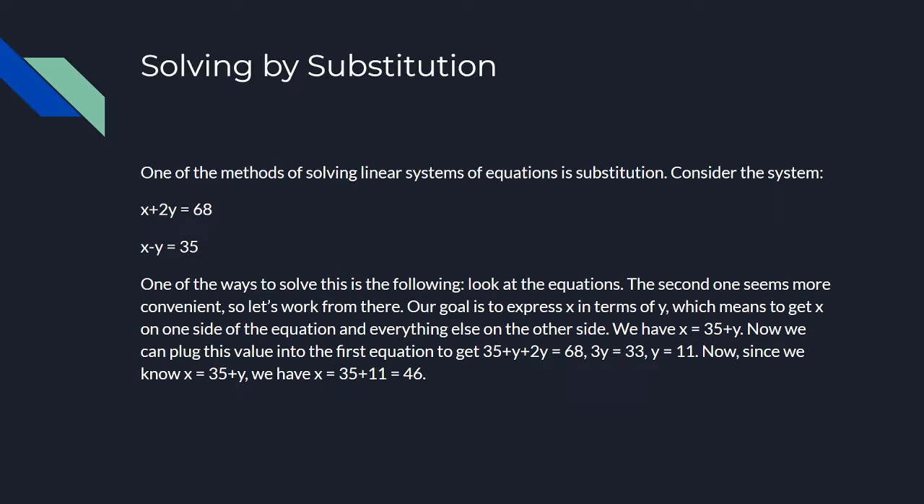So we know that x is equal to 35 plus y. Then, instead of having x plus 2y equals 68, we have 35 plus y plus 2y equals 68. And from here, we can easily figure out that 3y is equal to 33 and y equals 11. Then we can just plug that value right into x equals 35 plus y to find x equals 46. So that is one of the solutions for this system.